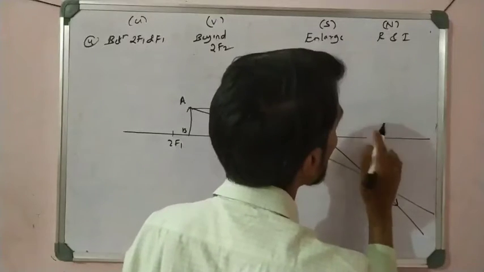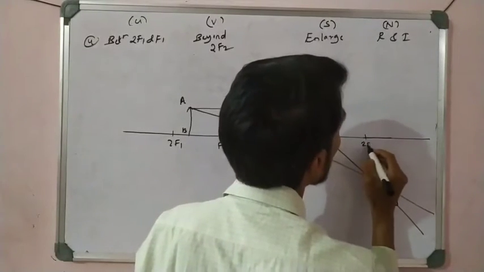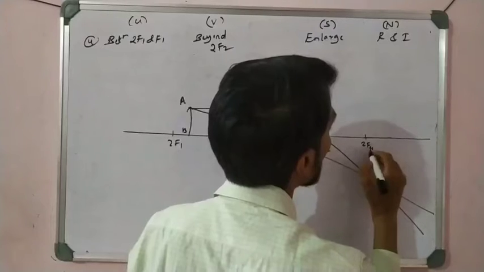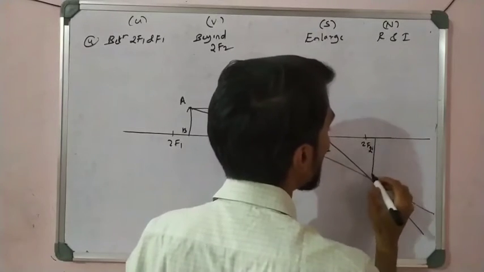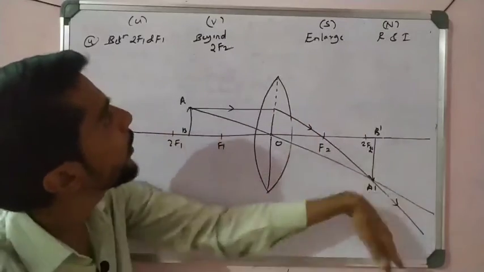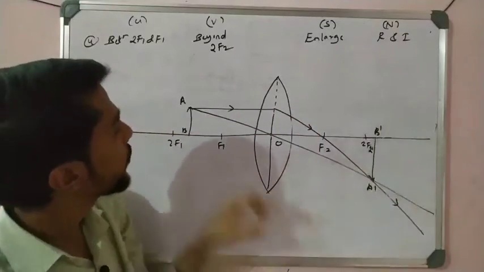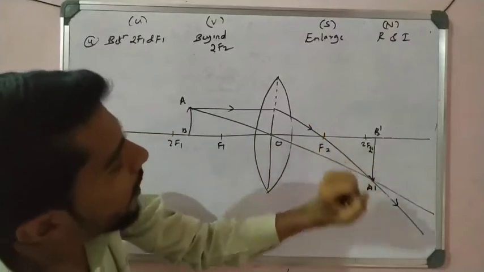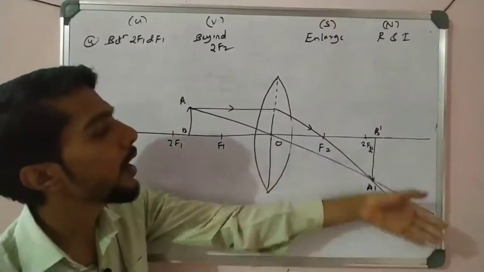See, I can make some corrections here. It is 2F2. Okay. So see here, where is the image formed? It is beyond. Okay, it is beyond. That is B dash, A dash. So see, it is beyond. It is large. So see, large image. Large. So large and real, and it is inverted.